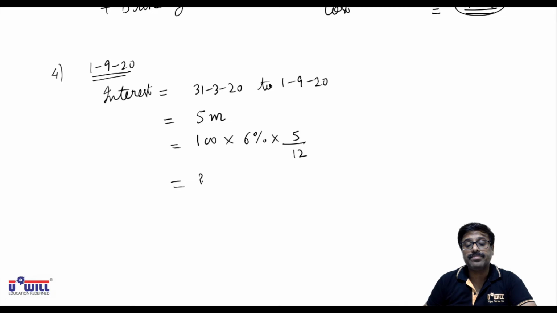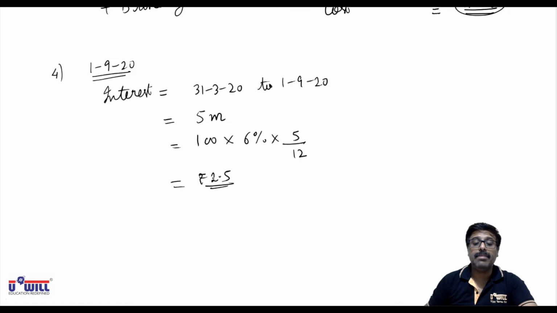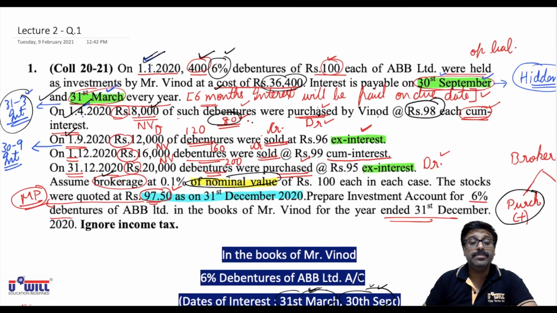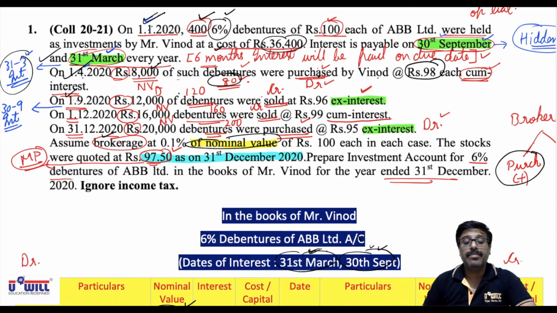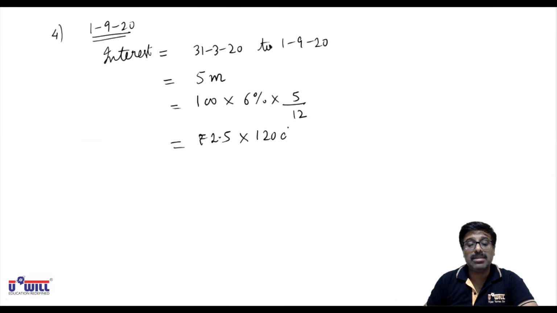Count it. 100 into 6% into 5 by 12 comes to 2.5, multiplied by how many debentures are purchased or sold here? 120. Now 120 debentures are sold. So what would be the interest amount? 2.5 into 120, 300. 300 of interest will come in the interest column.